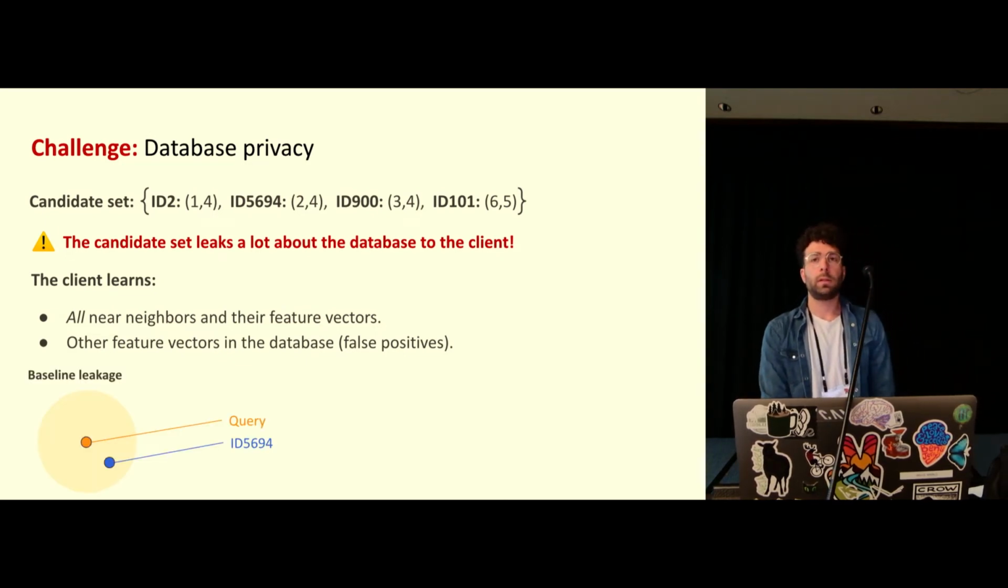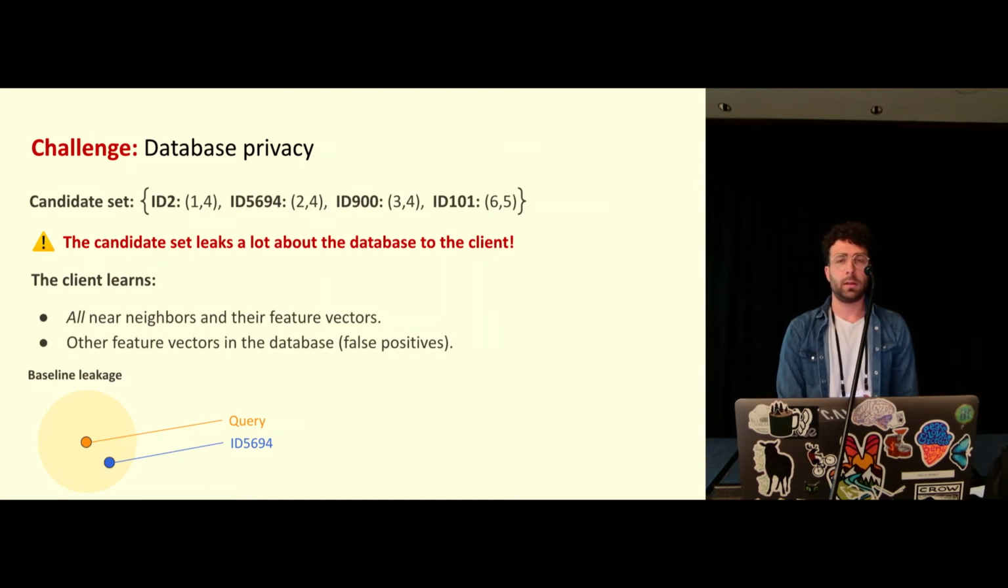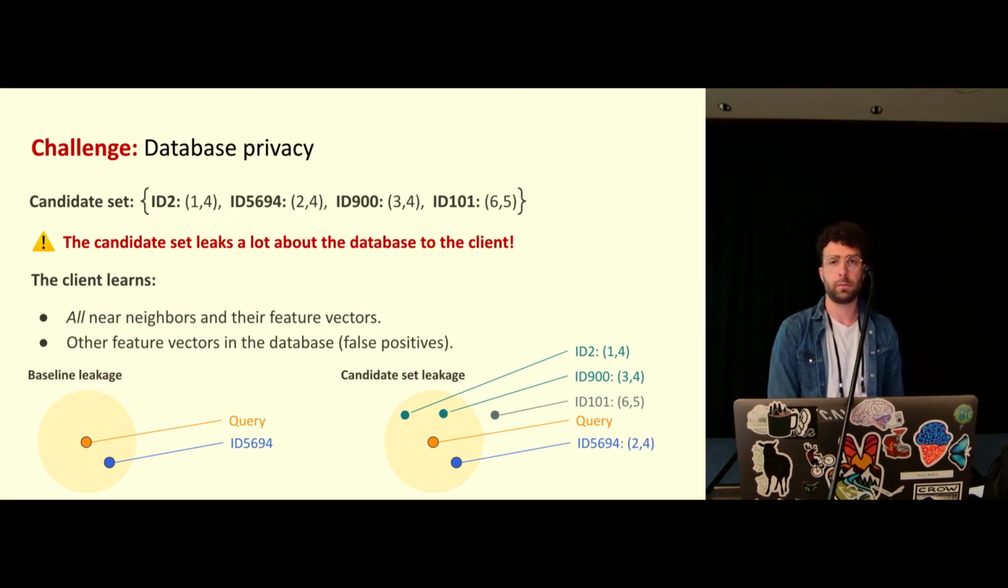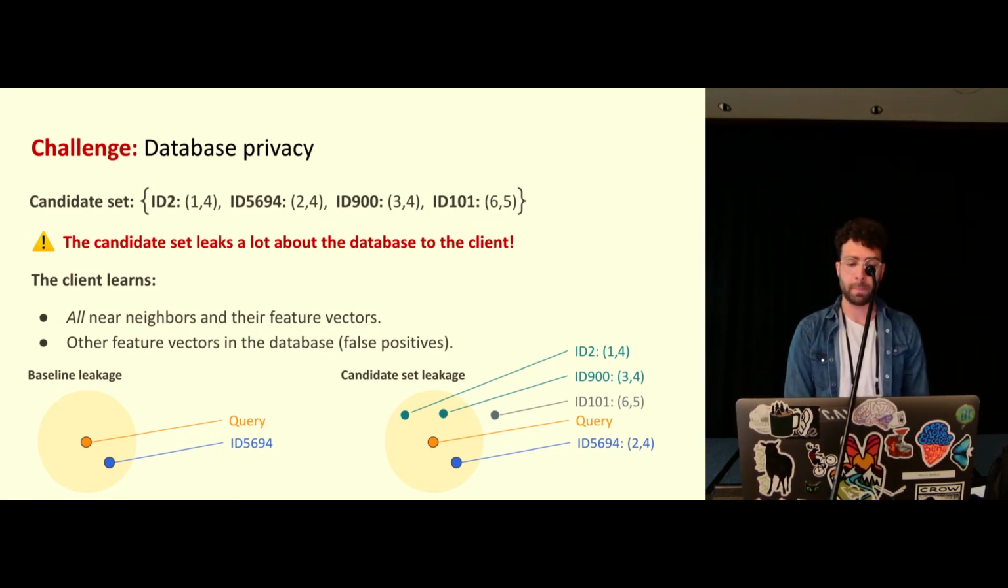So if we visualize the baseline leakage, which is just revealing the nearest neighbor ID to the client, the current candidate set is going to leak a lot more. It's going to leak the IDs of the near neighbors and non-neighbors, as well as the ID and the features of the nearest neighbor.